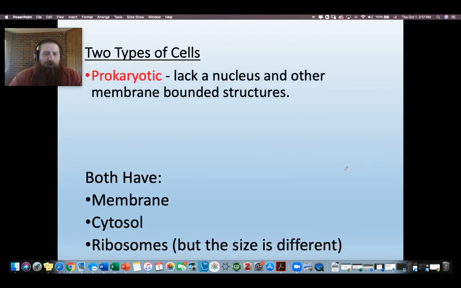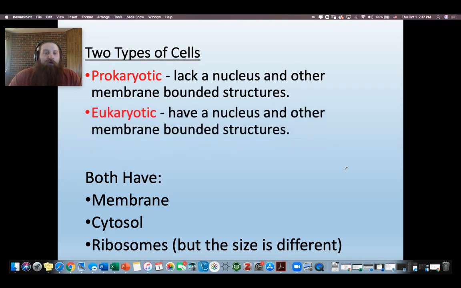There are two kinds of cells. There are prokaryotes, right? They do not have a nucleus. They don't have membrane-bound structures, organelles. And there are eukaryotes, okay? They have a nucleus. Remember that pro means before and karyote means nucleus, so before the nucleus. And the prefix EU is a Greek prefix. It means true. So a eukaryote is a true nucleus, okay?